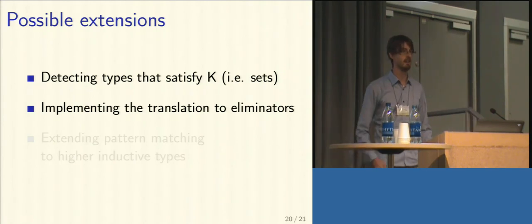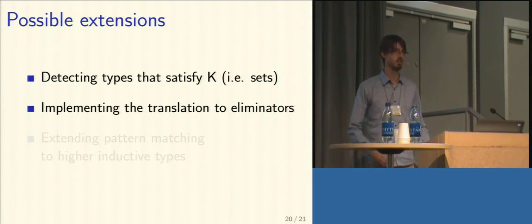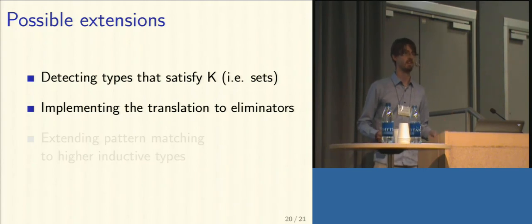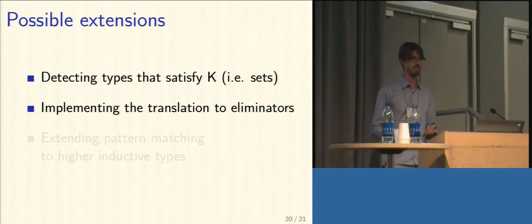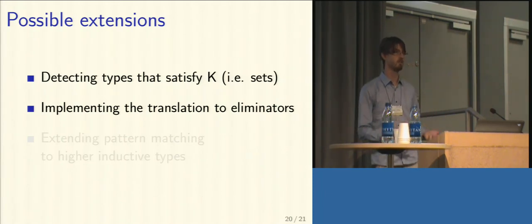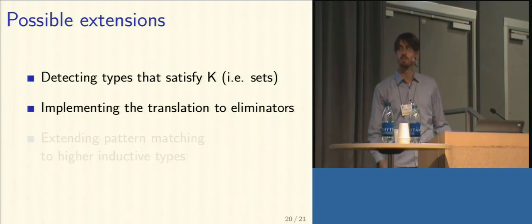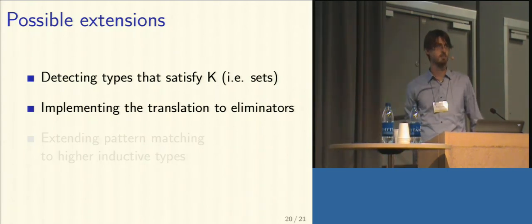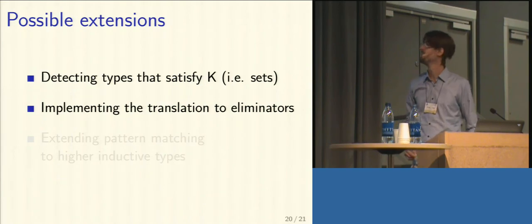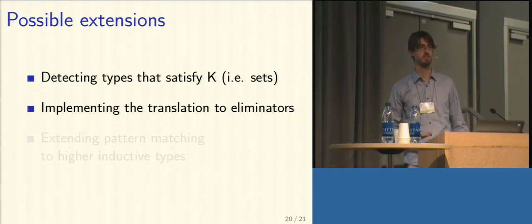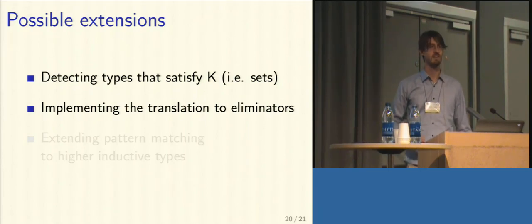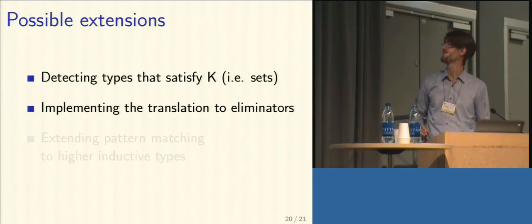The second one is implementing this translation to eliminators. Right now, it's just a check that checks if this translation is possible in theory, but it would give us more confidence in the program if this translation was actually done. And actually, these two points are already being handled, I think, in the new version of the equations package for Coq by Cockx. But as far as I know, it hasn't been released yet.